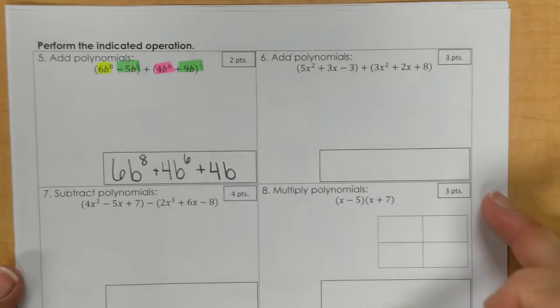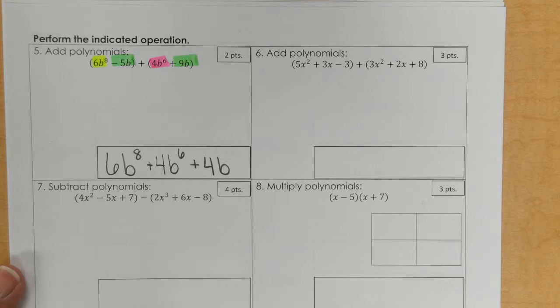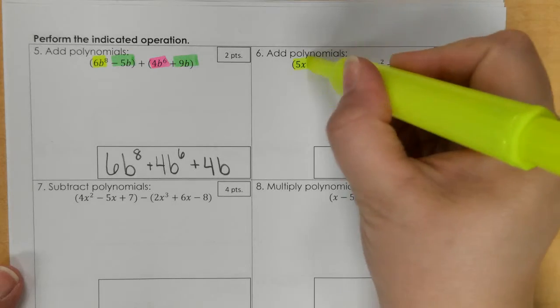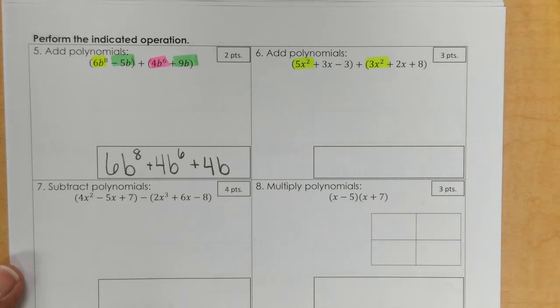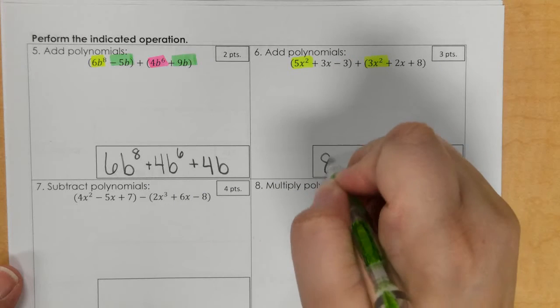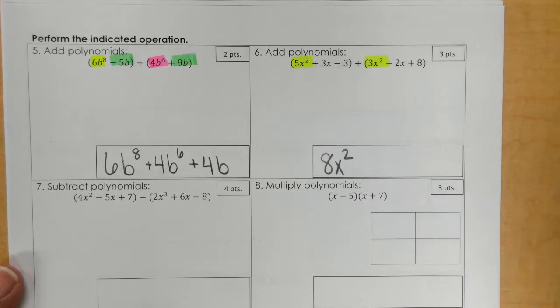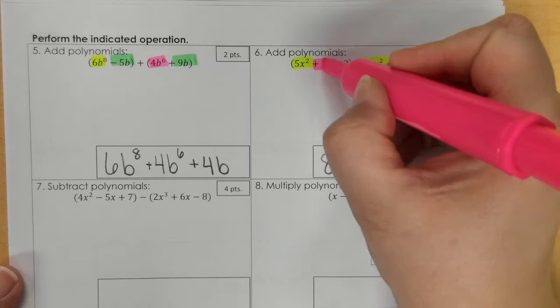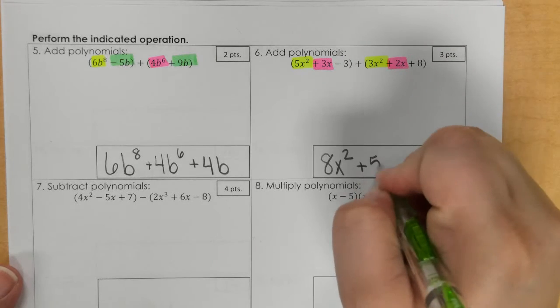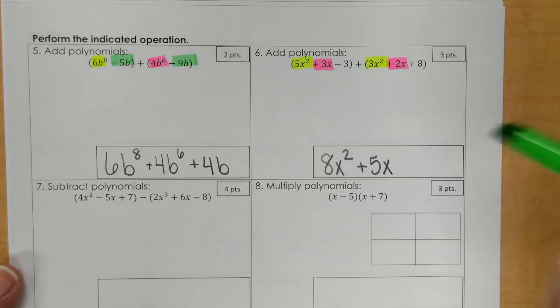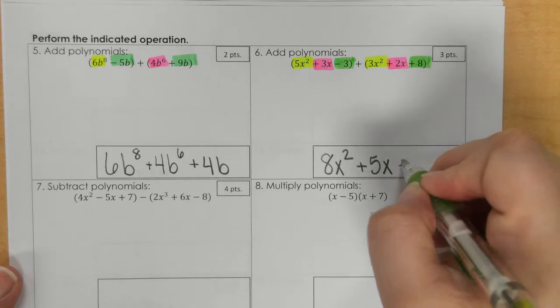Okay, in number 6, it's also adding polynomials. So here, we're going to start with that highest exponent again. In that case, it is a 2. And I have 2 of those. So those 2 can be combined, and we would get 8x squared. Then, going in decreasing order, we would have 3x and 2x, and that would make 5x. And lastly, a negative 3 plus 8 is a positive 5.